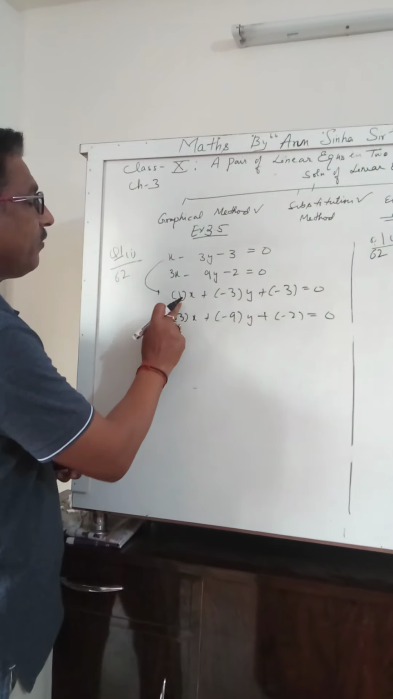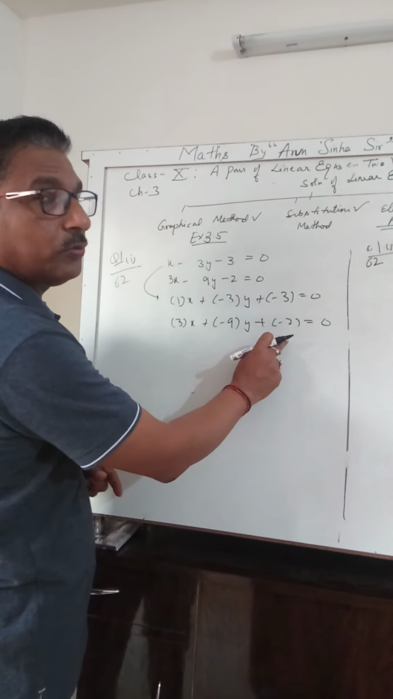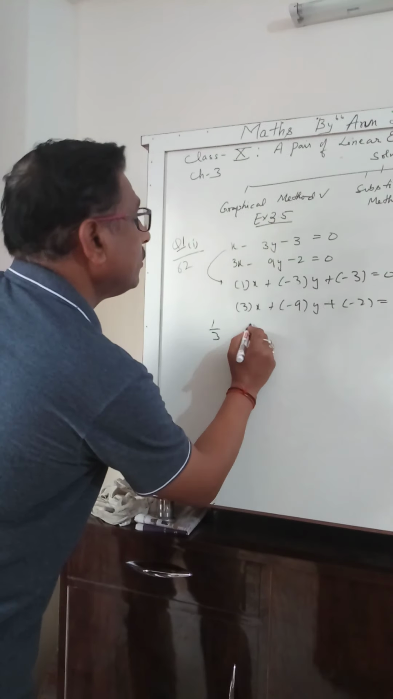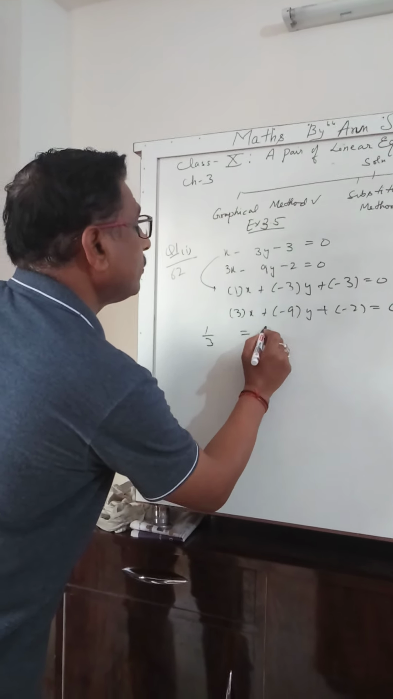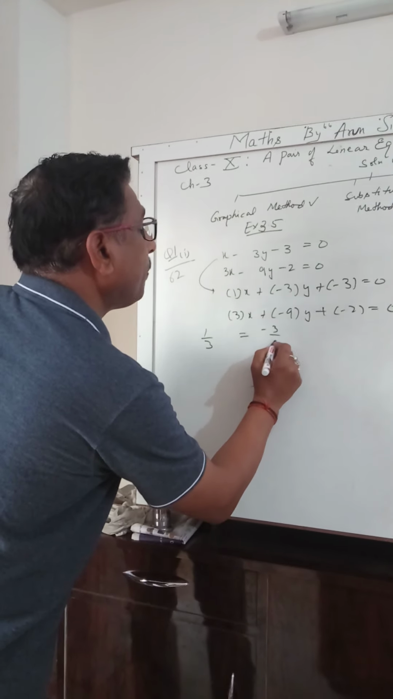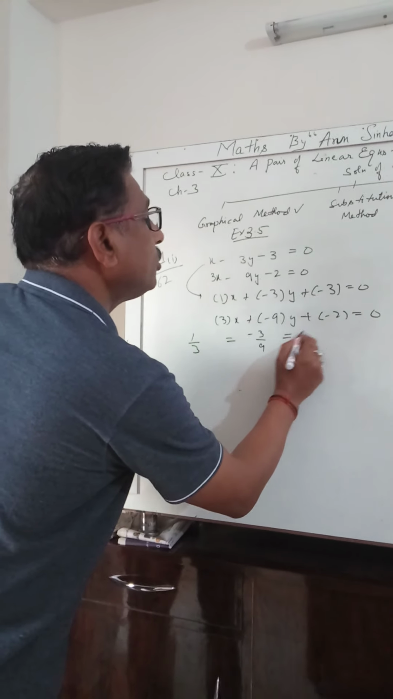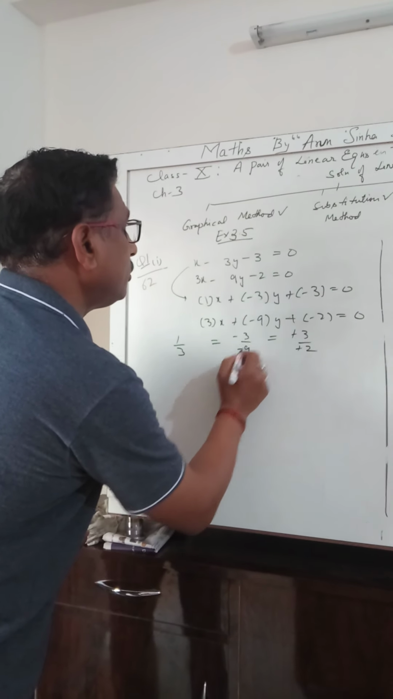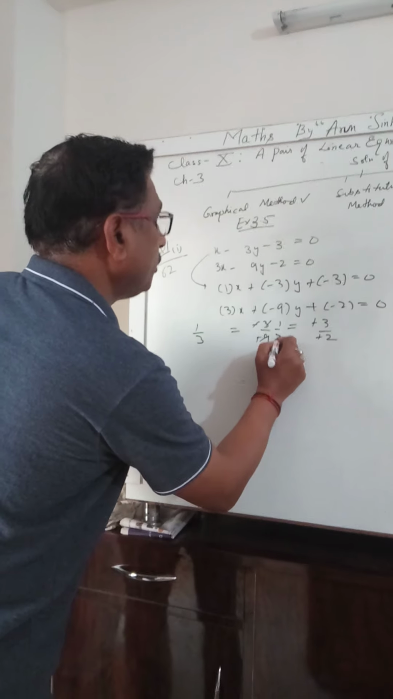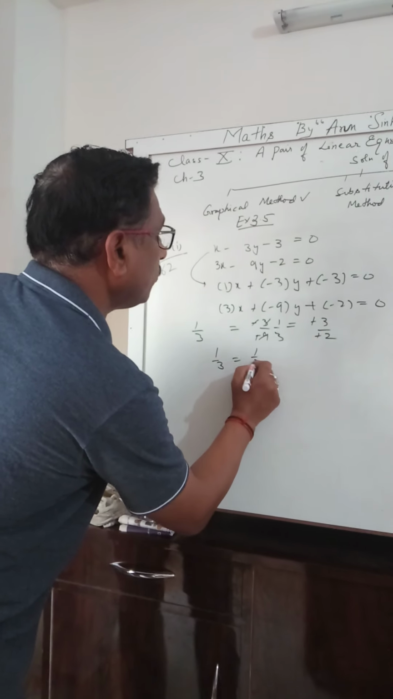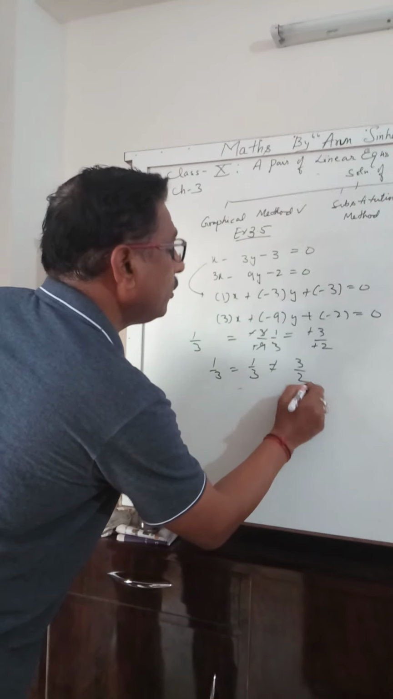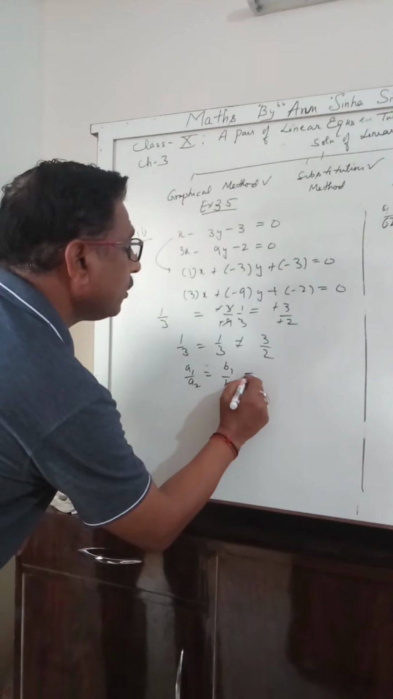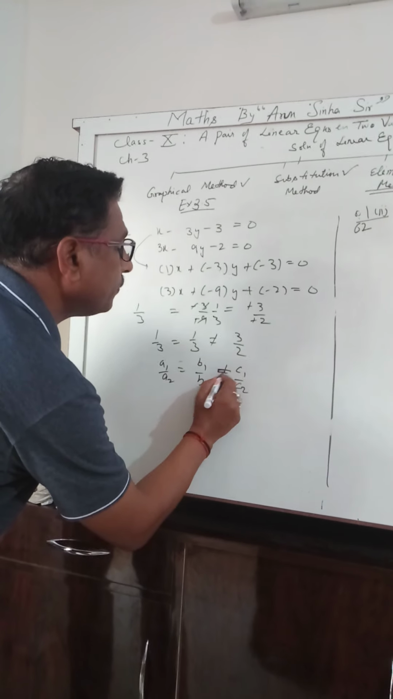Now you can see this is your a1, a2, b1, b2, c1, c2. So now you can see the condition: 1 upon 3 is equal to minus 3 upon minus 9, and this is not equal to minus 3 upon minus 2. These two are cancelled, and you will get 1 upon 3. So clearly 1 upon 3 is equal to 1 upon 3 is not equal to 3 upon 2. That is, a1 upon a2 is equal to b1 upon b2 is not equal to c1 upon c2.